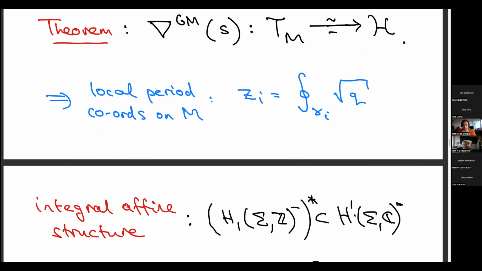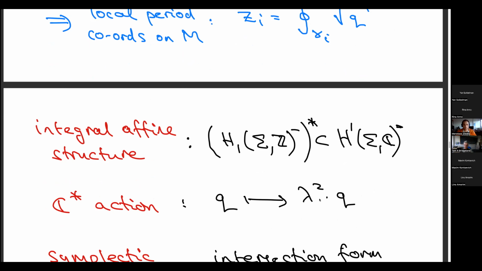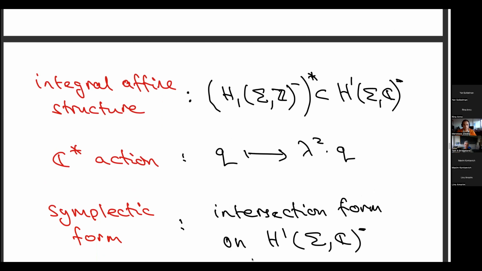So you see, now the tangent bundle becomes identified. The tangent space to M at a point of this moduli space becomes identified with this group H1. And of course, we have integral cohomology sitting inside there, so that gives me some integral affine structure. The C star action is just rescaling the quadratic differential. And since it's really the square root of Q that enters here, we should have a lambda squared. And the symplectic form is just, remember, the tangent spaces are just this cohomology, so we can take the intersection form.